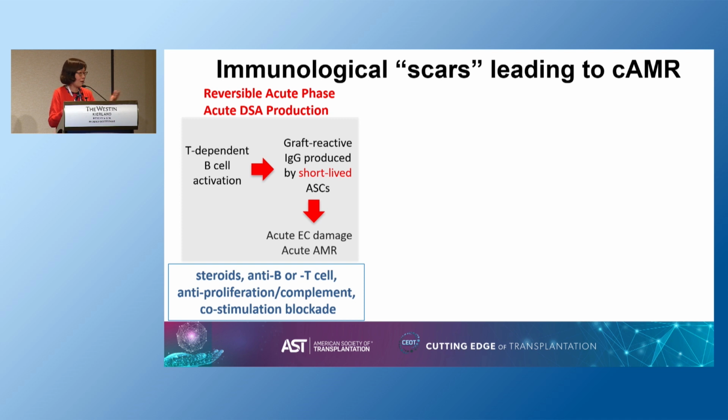And we know, all of us know, that there are many things within your clinical toolbox that allow this acute antibody-mediated process to be reversed: steroids, anti-B cell therapies, anti-T cell therapies, anti-proliferative agents, anti-complement, and co-stimulation blockade.